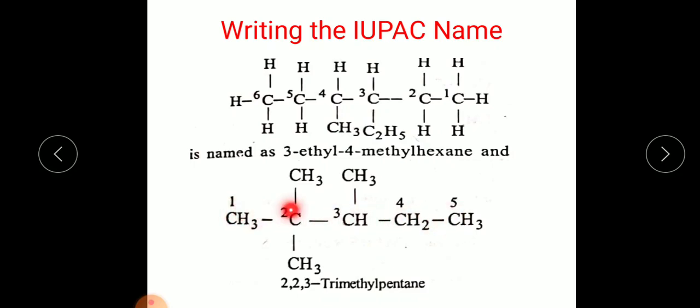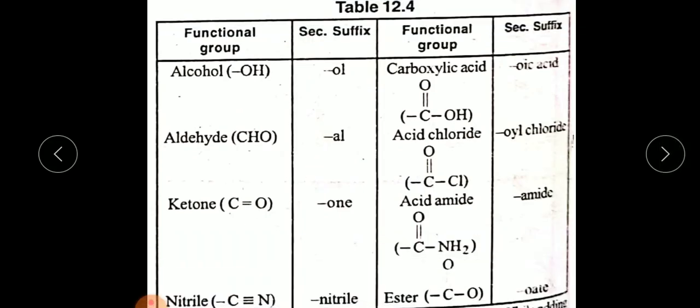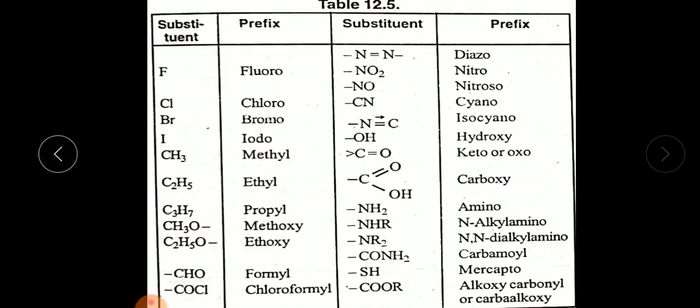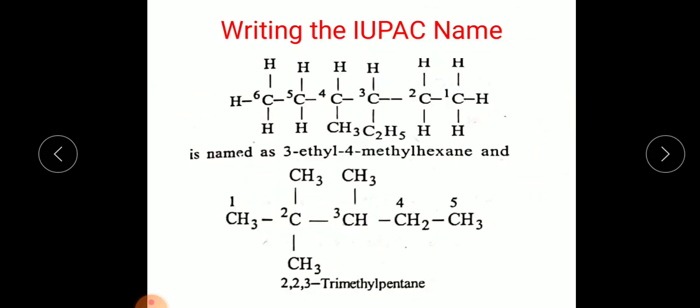At 2 we have methyl, we have 2 methyl groups. Again at 3 we have a methyl. So we give the positions 2, 2 because of the 2 methyl groups at 2. Then at 3 we have a methyl, so we give the 3 position, and because altogether we have 3 methyl groups, trimethyl. If we have 2, we call this dimethyl. Since we have 3 methyl groups, trimethyl, and 5 carbon atoms in the straight chain, pentane, because all are single bonds. Fine.